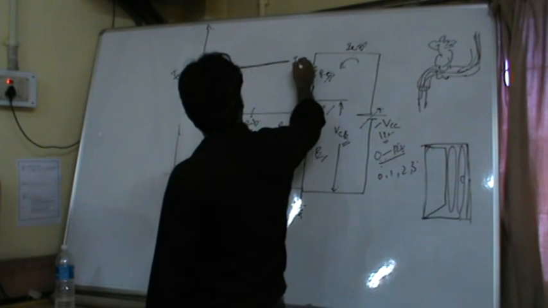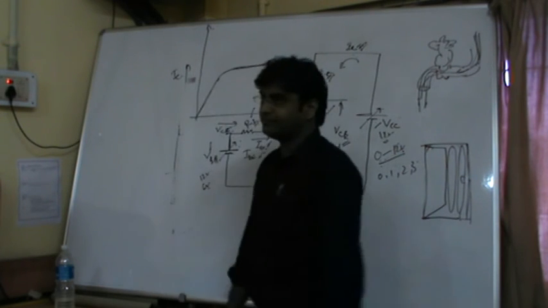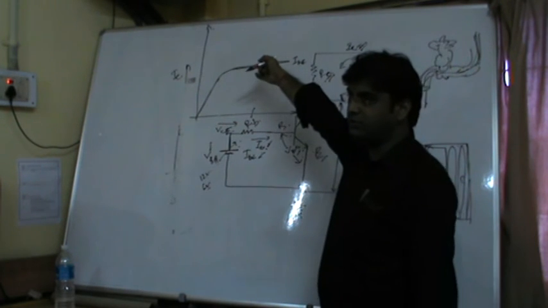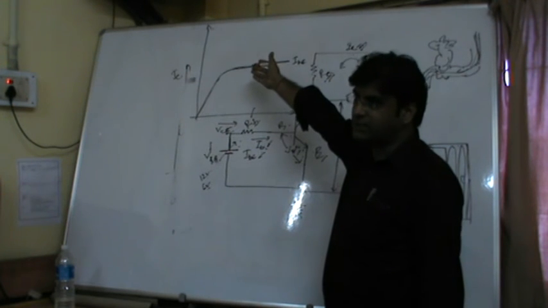For IB6. IB is the effective parameter of this output side, and this is the output characteristics. This is actually the output characteristics of the transistors.